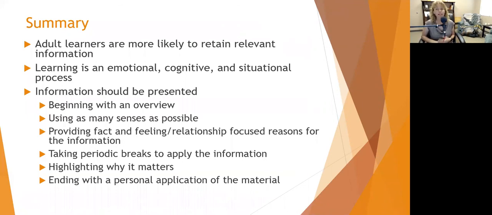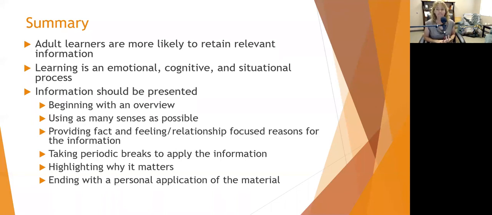Information should be presented beginning with an overview, using as many senses as possible. We didn't talk about this too much, but we did a little bit. You want to let them see it. You want to let them hear it. You want to let them talk about it. And if they can actually do something with it, then all the better.